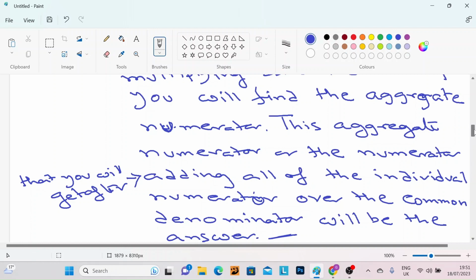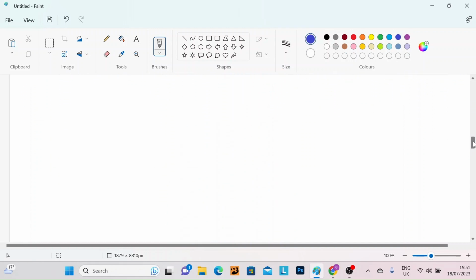Let us take another example of addition of fractions. Let us add 1 by 2, 3 by 5, 4 by 8. So, in order to get the common denominator, we have to find the LCM of all of the individual denominators.